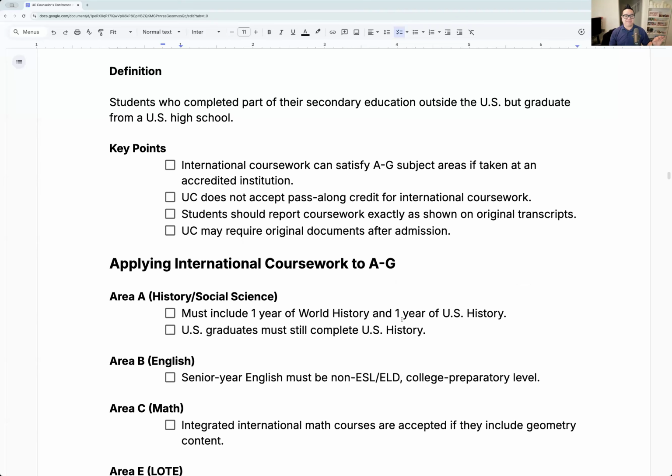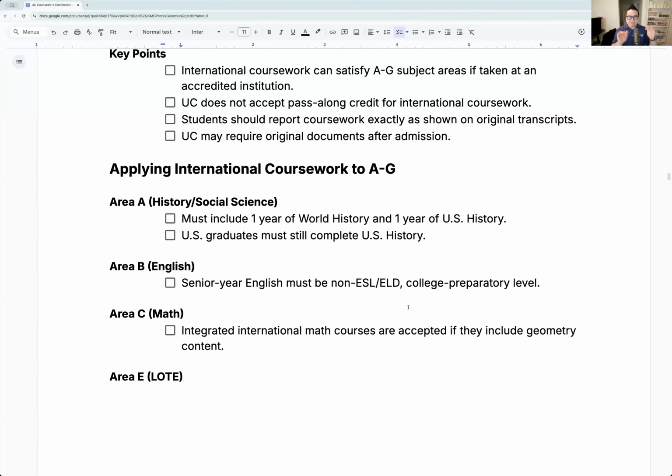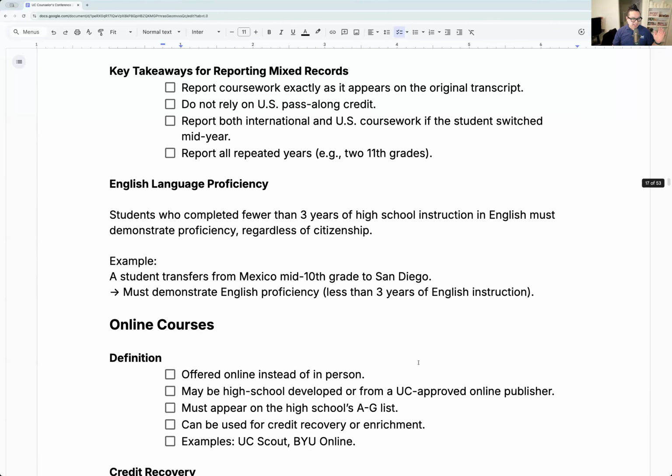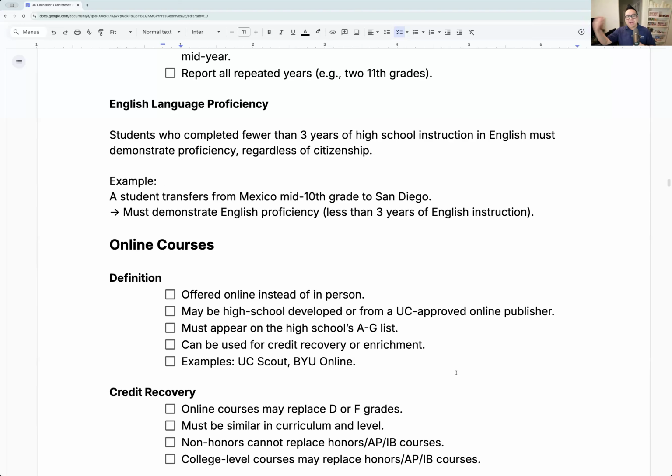Share everything. The advice is share everything. The readers will validate and see which one counts, right? So you guys can see this. ESL, same thing. If you're not from the US, there's something called English Language Proficiency, ELP. You have to pass that as well.